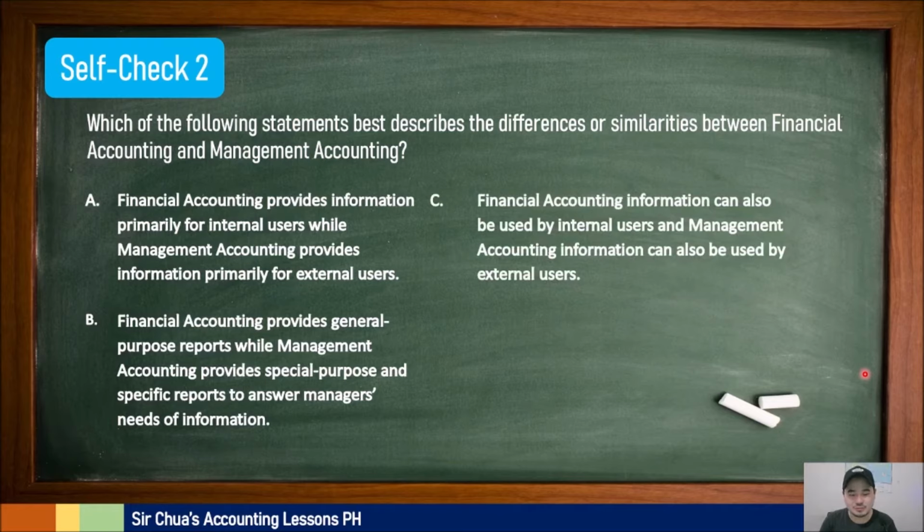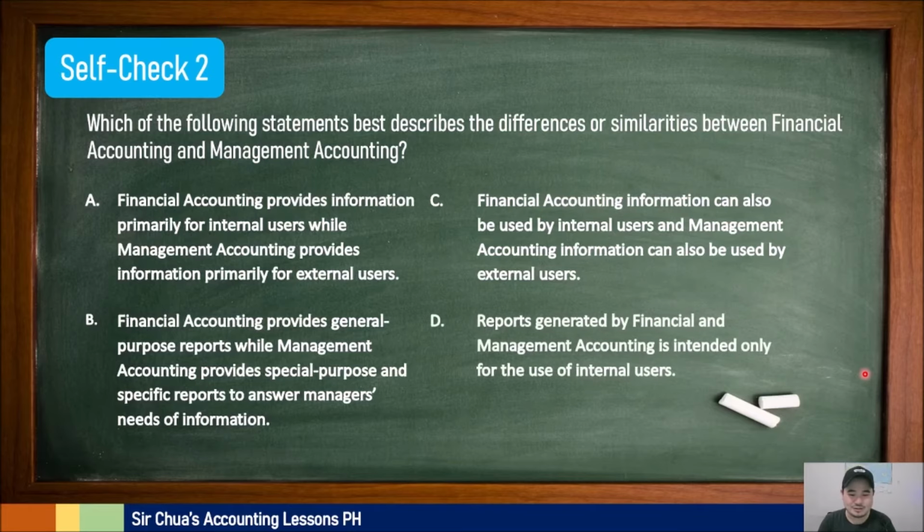Financial accounting information can also be used by internal users, and management accounting information can also be used by external users. Letter D. Reports generated by financial and management accounting is intended only for the use of internal users. Pause the video if you need more time to think and play it again when you're ready.